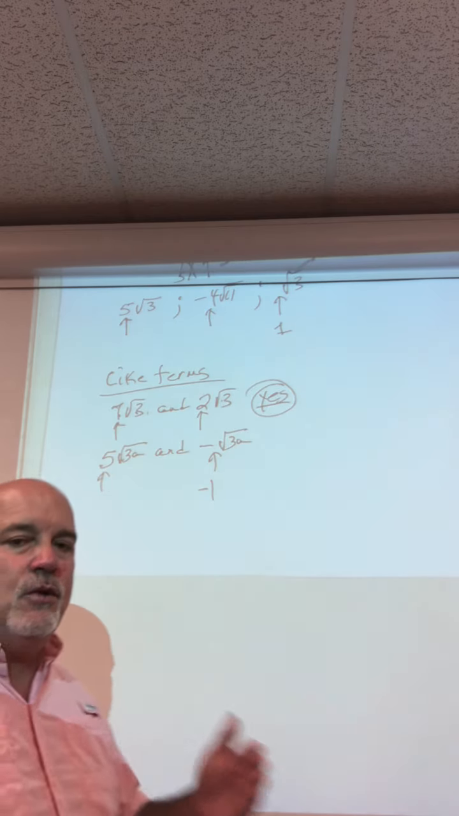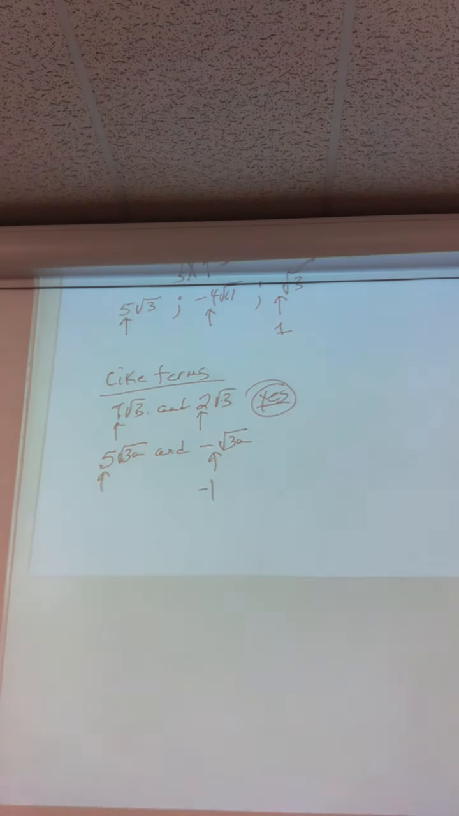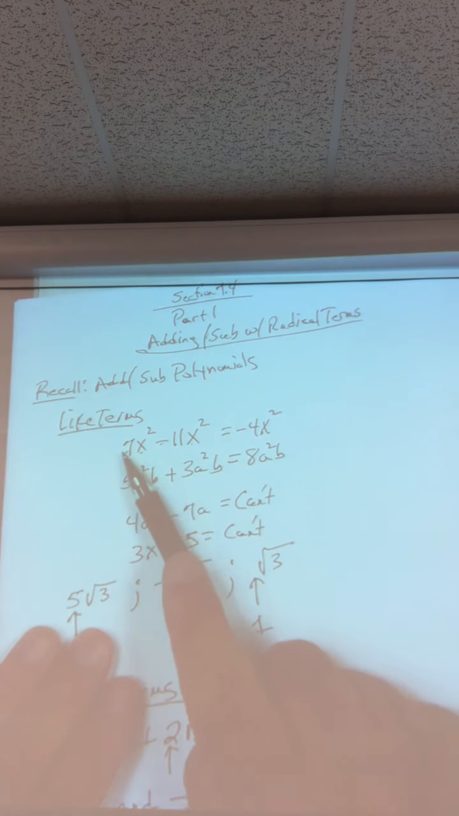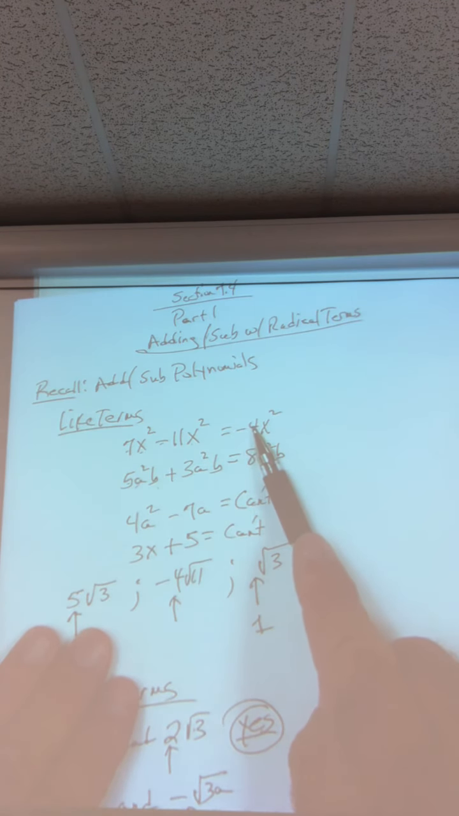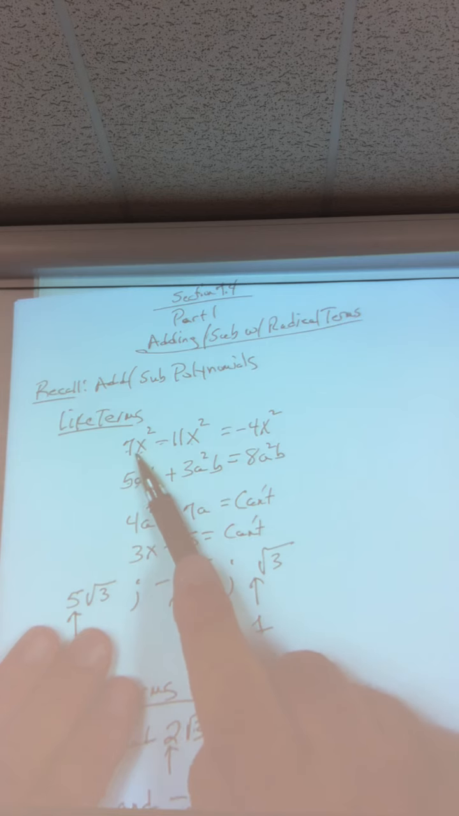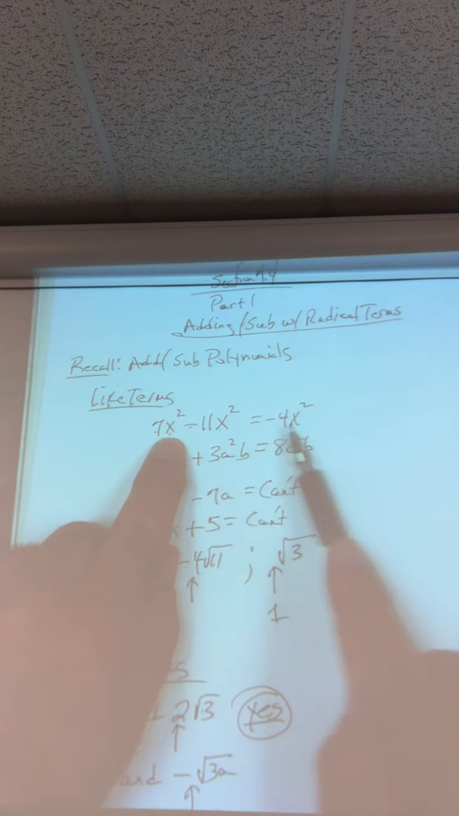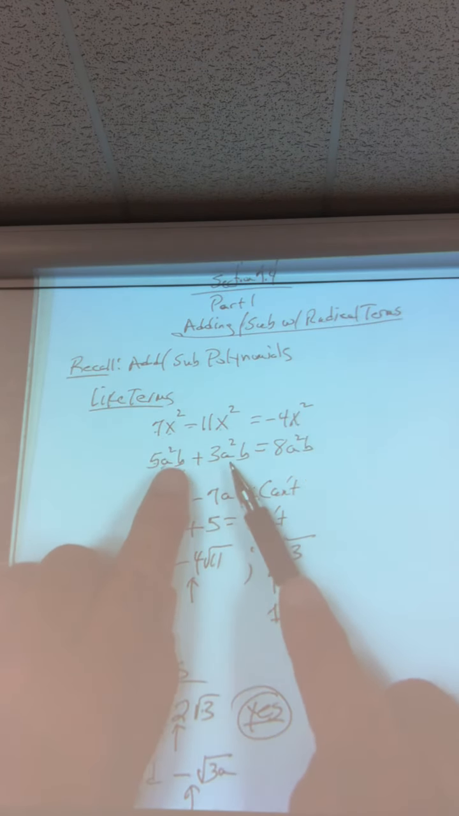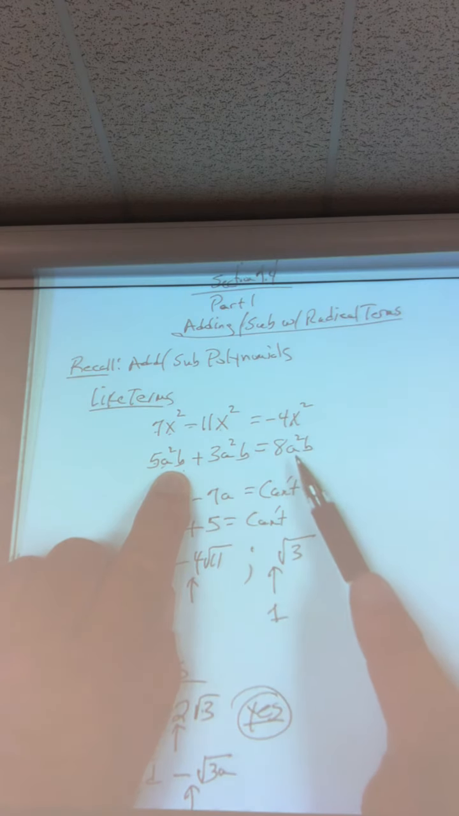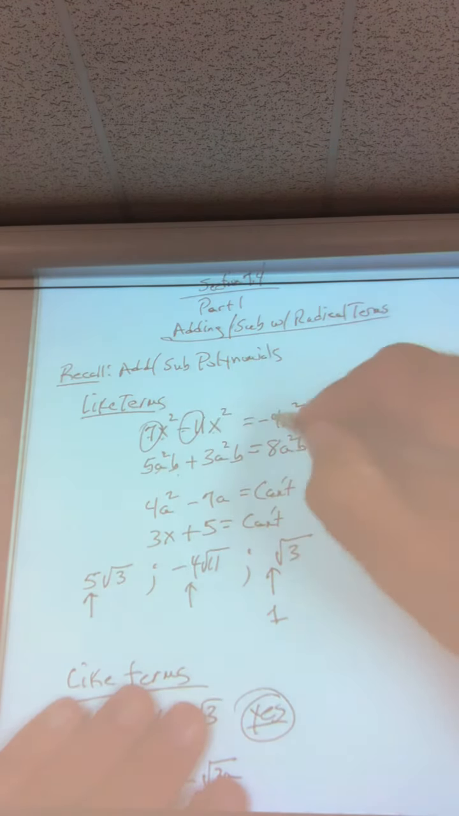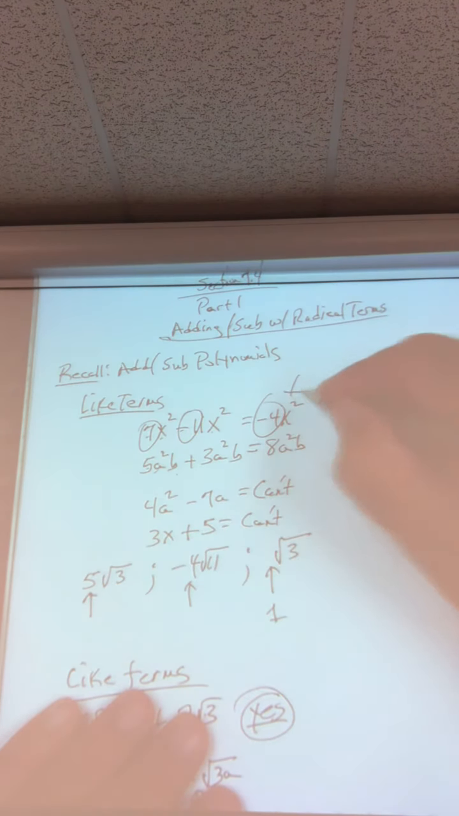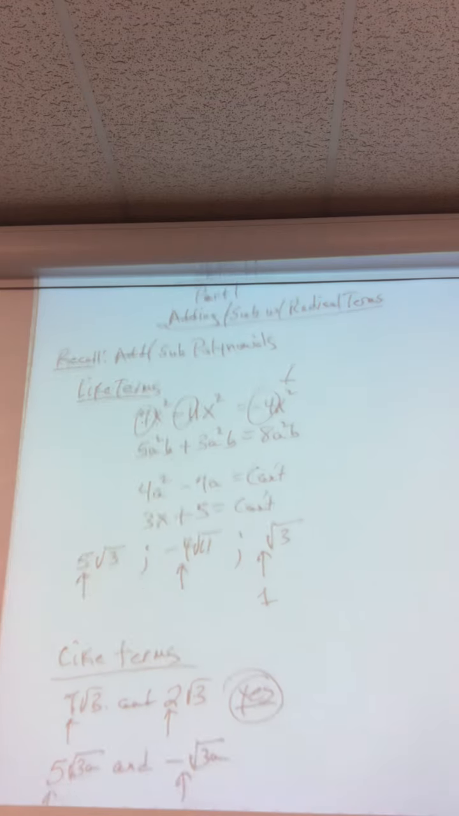Now, how do you add and subtract them? You add and subtract them the same way you do these two. You add or subtract their coefficients. But what's behind the coefficients doesn't change. You just simply add or subtract the coefficients together. And then whatever's behind those coefficients, you copy back down.